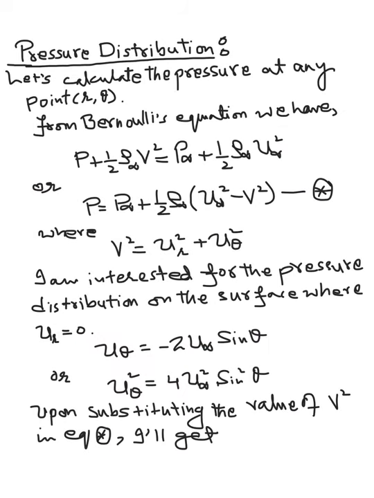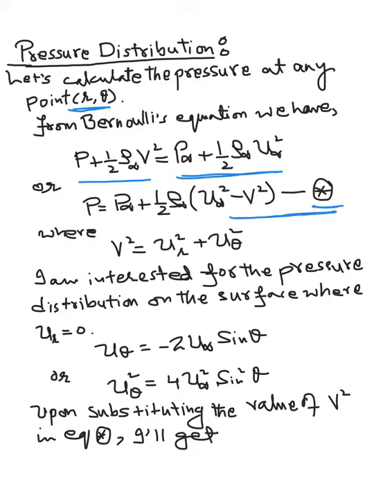In order to determine the pressure distribution at any arbitrary point, let's call it (r, θ), I will utilize Bernoulli's equation. So I can write down Bernoulli's equation for a point in the free stream region and any arbitrary point (r, θ). Make sure the subscript infinity indicates the free stream values. I can also write down Bernoulli's equation in this form, and I am calling this equation star.